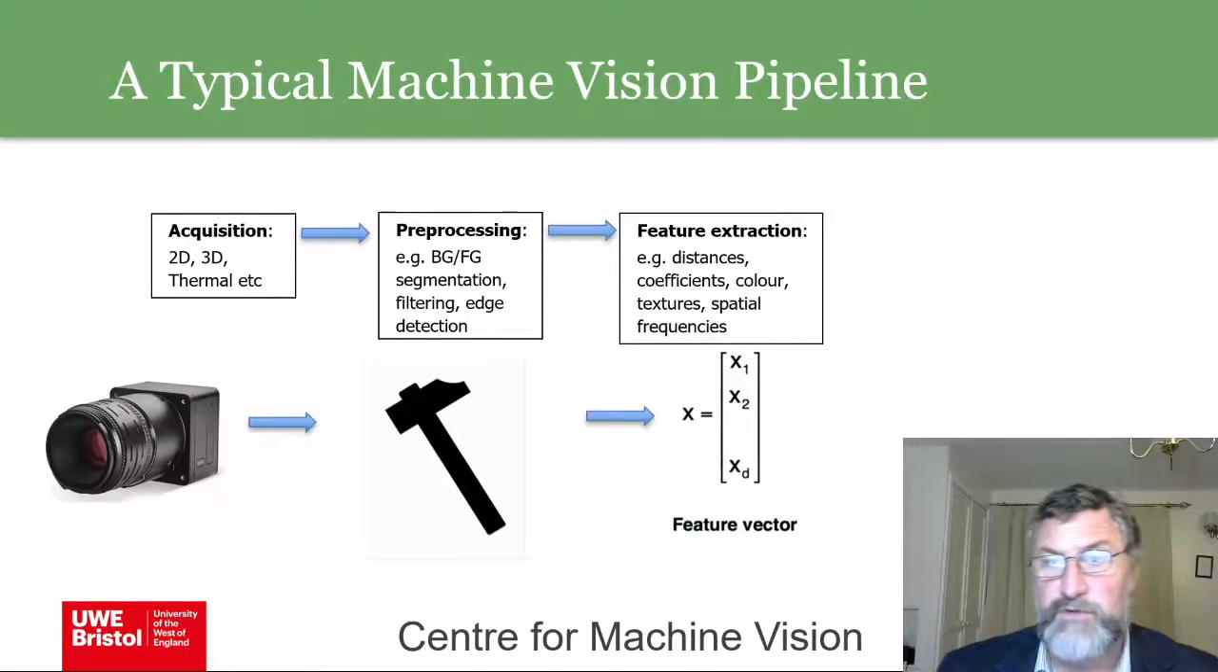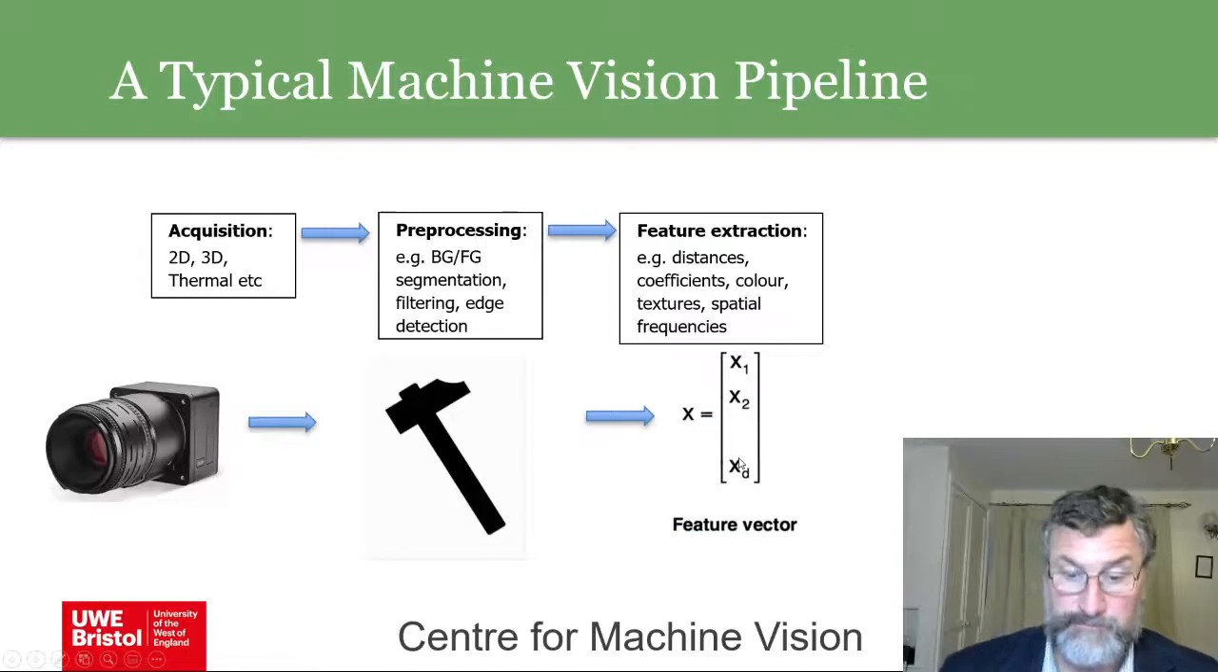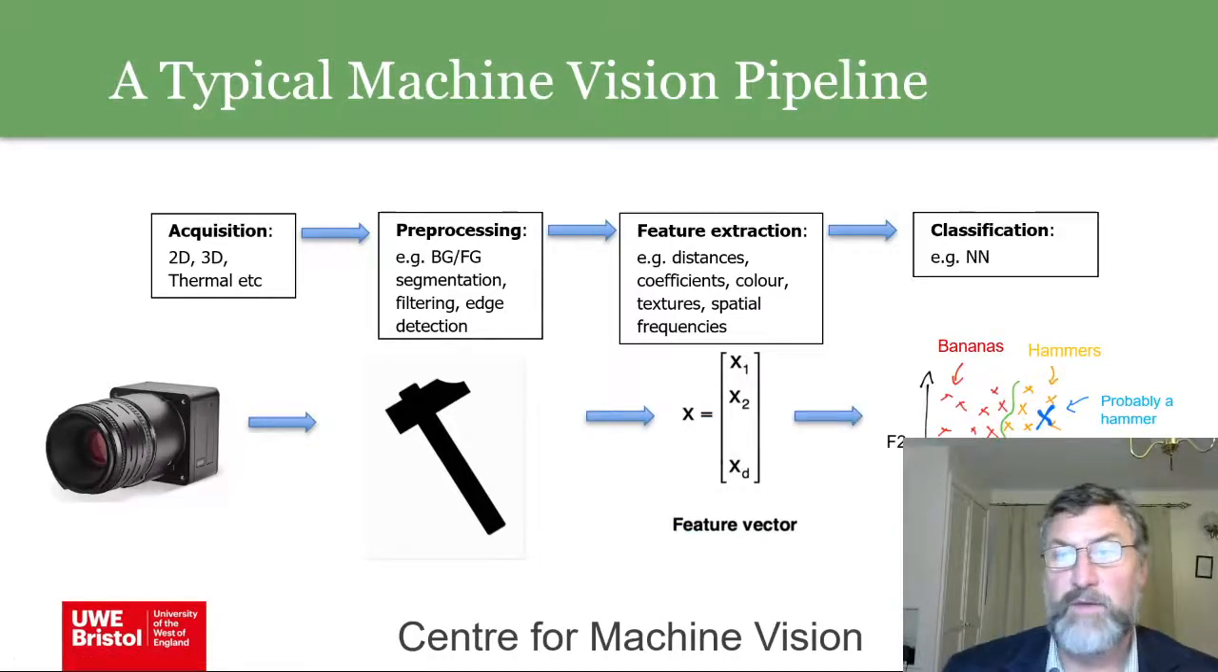Then we might do some feature extraction, where we get information like distances, coefficients, color, textures, spatial frequencies, and so on out of there. So we're getting a feature vector, with each parameter in the feature vector giving us some measure of the feature characteristic. After we've done that, we might want to do some classification. This would be where the neural network would come in. So we want to differentiate, in this case, between bananas and hammers.